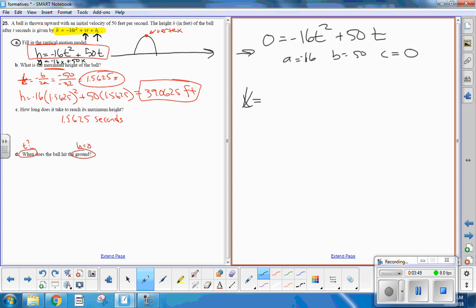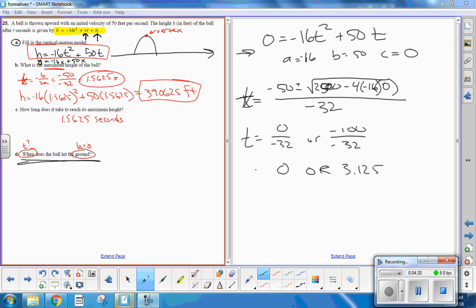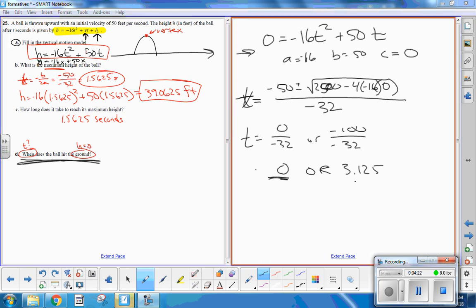X equals, or T equals, doesn't matter which letter you use, opposite of B, plus or minus square root of B squared. I always like to do the B squared. 2,500 minus 4 times A times C, all over 2 times A, which is negative 32. Go and type that in your calculator and get both your answers. So I got 2 answers for my T. I got 0 and 3.125. The question is, when does the ball hit the ground? Well, does it hit the ground in 0 seconds or 3.125 seconds? Yeah, 3.125 seconds would be the more reasonable answer there.